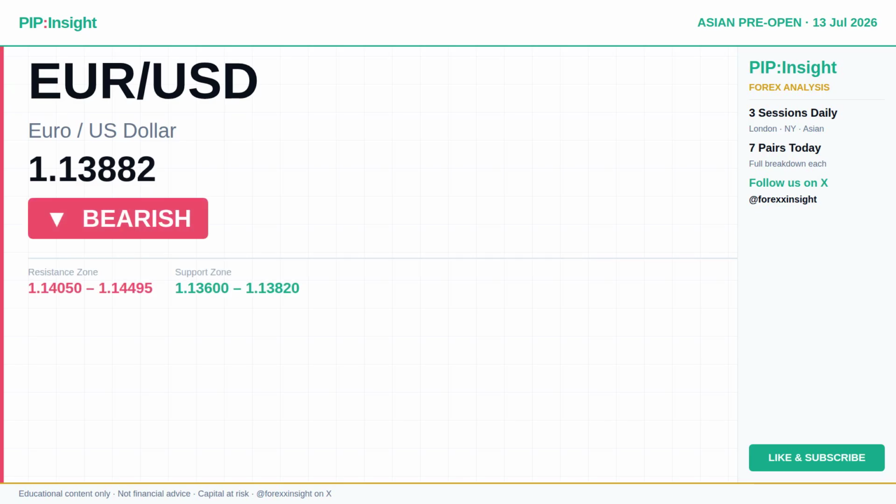Euro dollar. The chart is showing bearish structure on this session. The 4-hour trend is to the downside and the 1-hour is also pointing lower. Resistance is marked between 1.1405 and 1.1495. Support is marked between 1.136 and 1.1382. Here is the full chart breakdown.